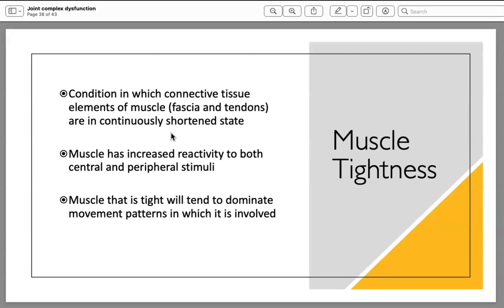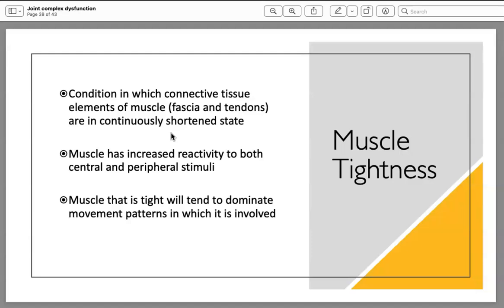Now, I don't really like the term muscle tightness, but when we talk about muscle tightness, we're typically relating it to when the connective tissue of the muscle, like fascia and tendons, are continuously in a shortened state. I like to think of tightness as a sensation, not necessarily a condition, but we can coincide this with fascia and tendon being in a continuously shortened state. That muscle has increased reactivity to both central and peripheral stimuli because it's adaptively shortened.